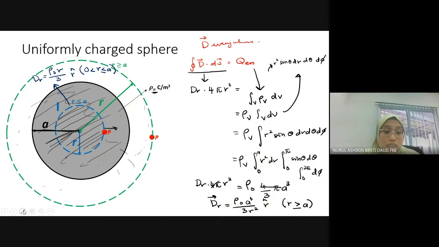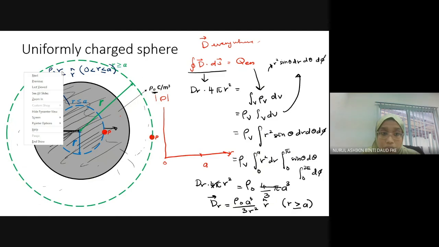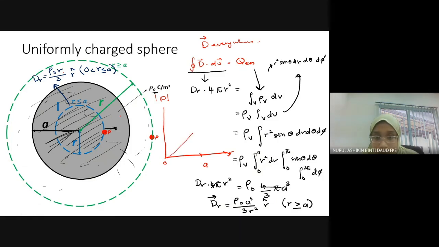From here you can also draw the charge distribution, where this axis is r and this is the charge density. From 0 to a, when the radius is 0 to a, what will happen to the electric field density? You can see that the bigger the radius, the more the electric field density will be. So it will be linear.